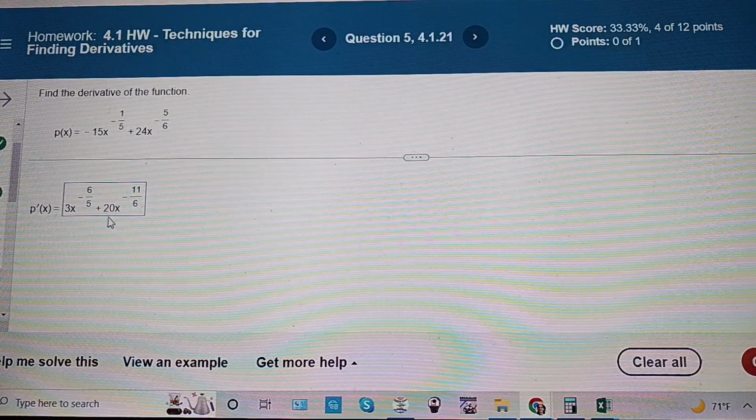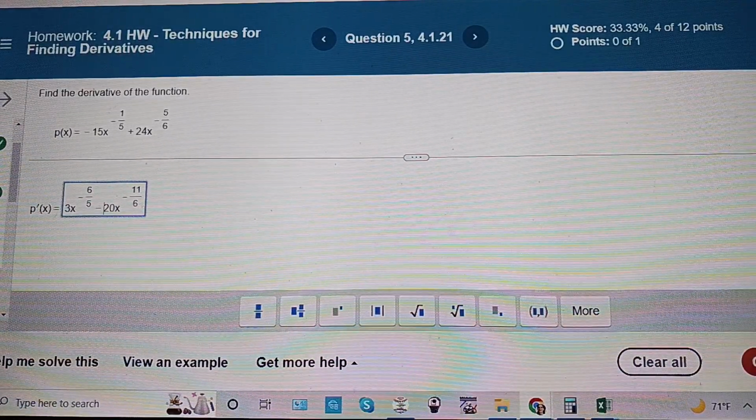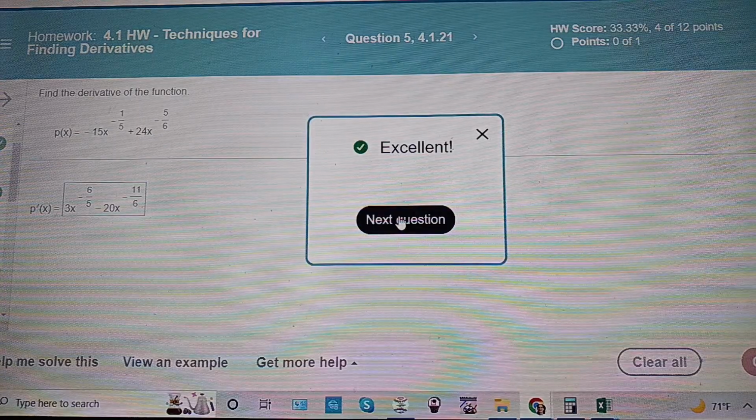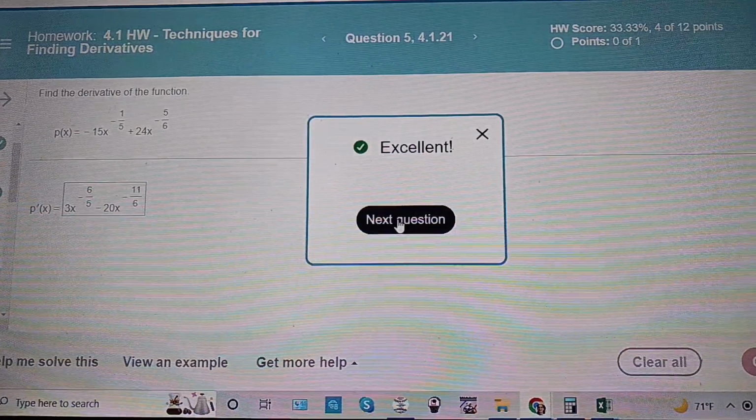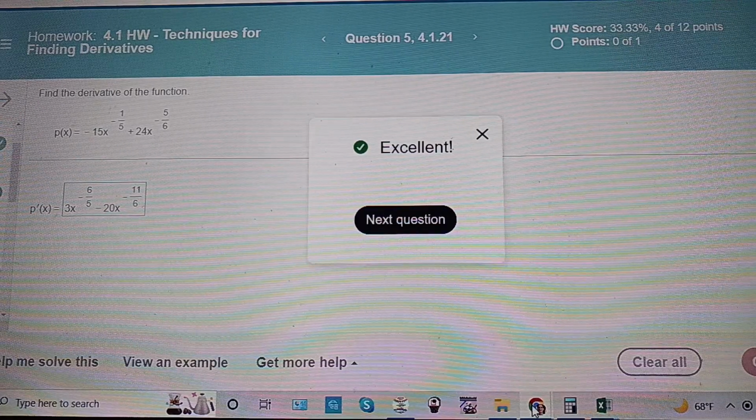Oh, I said negative 20, but I typed positive. That's weird. Minus 20. Okay. See, there's a slight typo on my part. If I was taking a test, I would have lost credit for that problem, even though I said it right and my work was right.